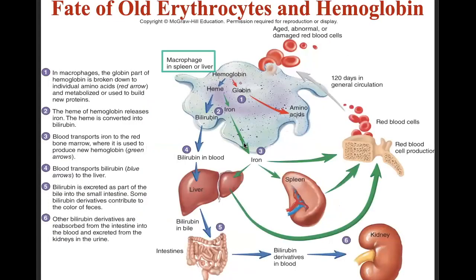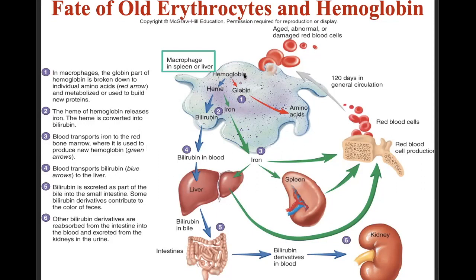Now, what will happen to the old erythrocyte and hemoglobin in our body? We already know that it's the macrophage. We already learned that one. So what is happening here is the old RBCs are removed from the body by macrophages in our spleen or in our liver. As you can see here, hemoglobin is broken down.